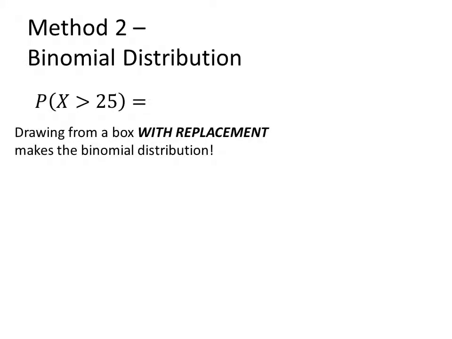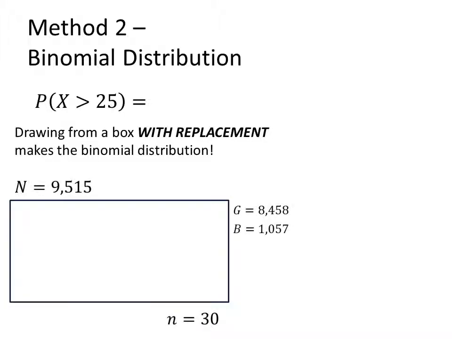However, we could also use the binomial distribution. Now, the binomial distribution, if we wanted to use it to answer this question, is going to be as if we were drawing from this box with replacement. In other words, once we select a single person, then we throw them back in, and we have the possibility of maybe choosing them again.